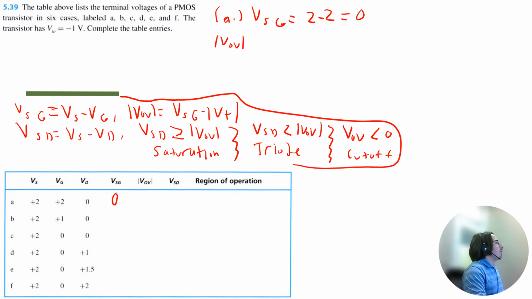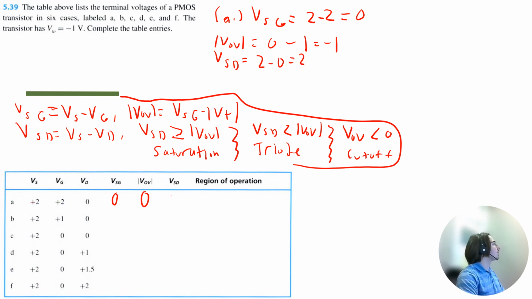V overdrive is equal to voltage from source to gate, which is 0, minus the absolute value of the threshold voltage, which is 1, so we get -1. So we could write -1 here. I'm going to write 0, because a negative overdrive voltage doesn't make any sense physically for the semiconductor device. So then voltage from source to drain is equal to, the source is 2, drain is 0, so we get 2. And because the overdrive is less than 0, it's -1, this would be cutoff.